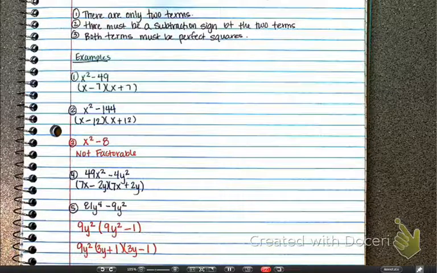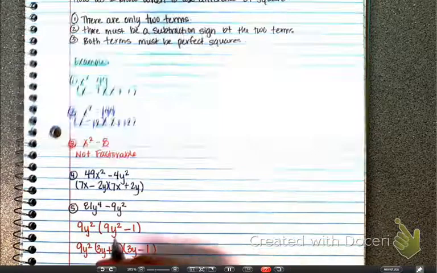Okay, so GCF first, and then look at what's in parentheses. We're going to do some more of these. Here we go.